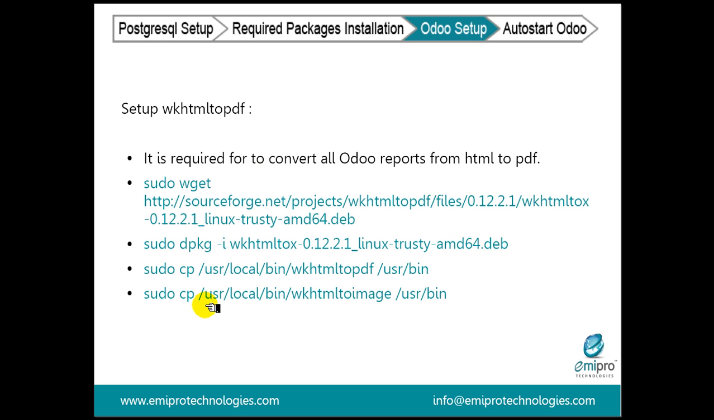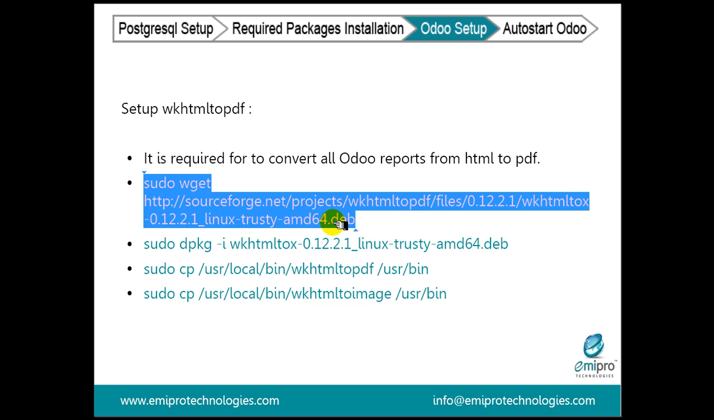Now we need to set up the WK HTML to PDF. It is required to convert all your Odoo reports from HTML to PDF. So it is good that you set it up right now at the installation time. So here are a few commands. I just need to copy.